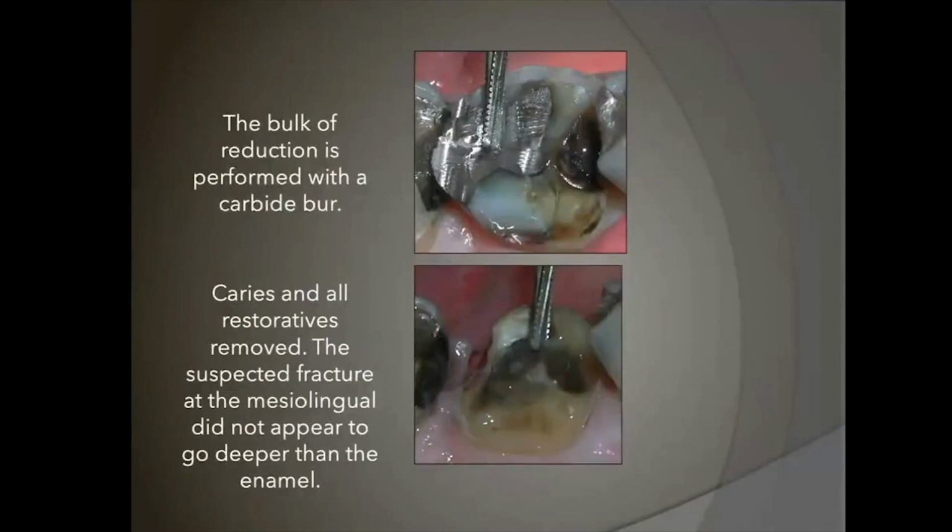So when we make our initial impression, we have a nice fully intact tooth to use as our guide for our provisional. Here, the bulk of the reduction is performed with a carbide burr. We remove all the caries, all the restorative material. The suspected fracture at the mesiolingual did not appear to go deeper than the enamel, which is good. If it goes any deeper, then we have to assume that the tooth may not be restorable and the prognosis is guarded or poor.